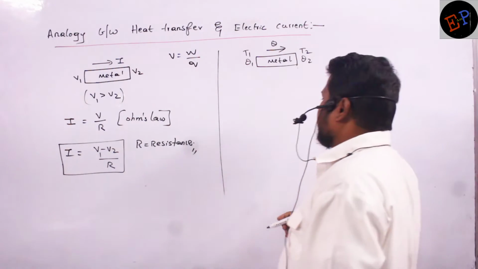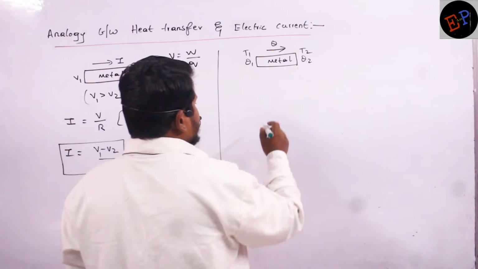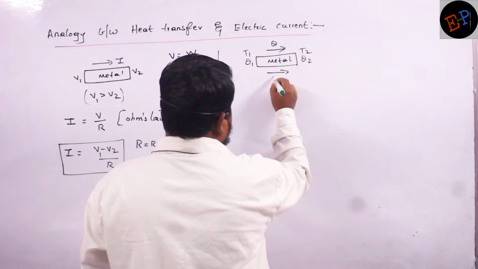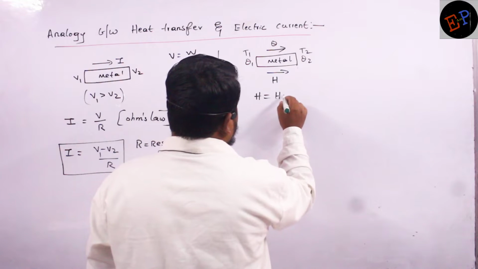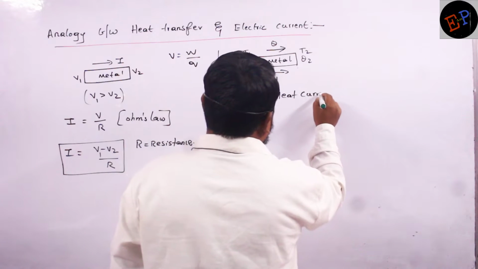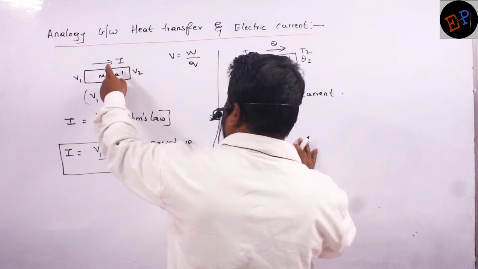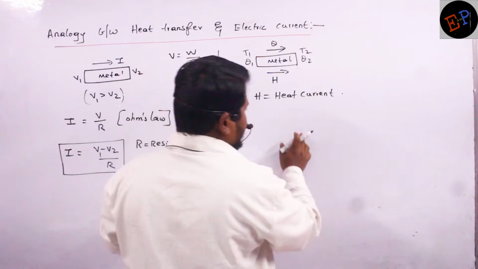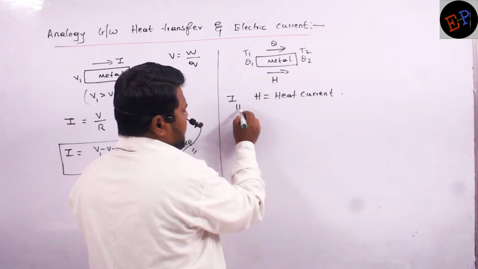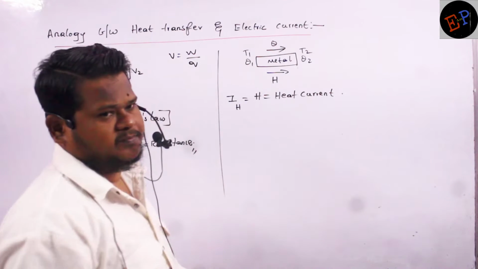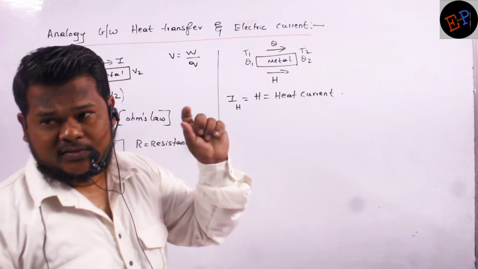We study another term, which is called H. H is called heat current. We know current is represented by I; here heat current is represented by H, or for our understanding you can write it as IH. It is the heat current flowing through a conductor.